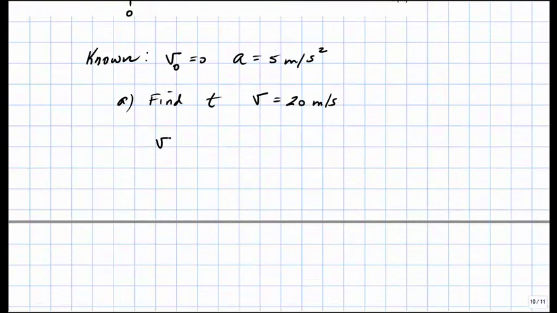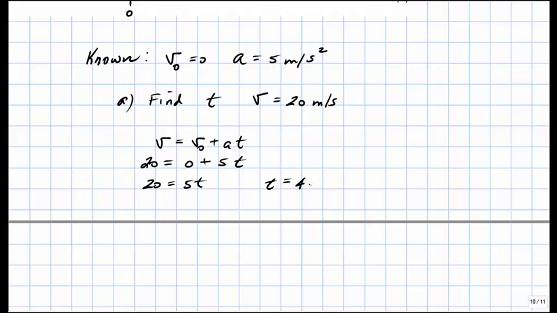So the equation reads as v equals v0 plus at. Let's plug in what we know. v has a value of 20, v0 has a value of 0, the acceleration equals 5, and we need to solve for t. So this is a simple equation. It just reads 20 equals 5t, and if we divide both sides by 5, we end up with a value of 4 seconds. So that's the answer to part A.